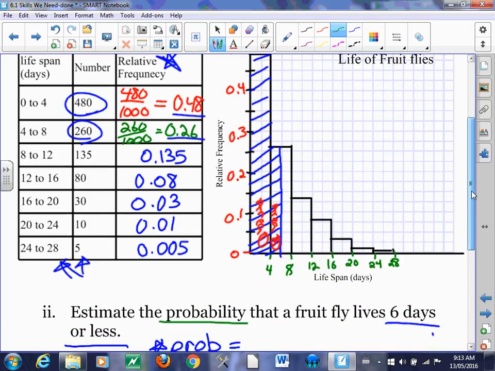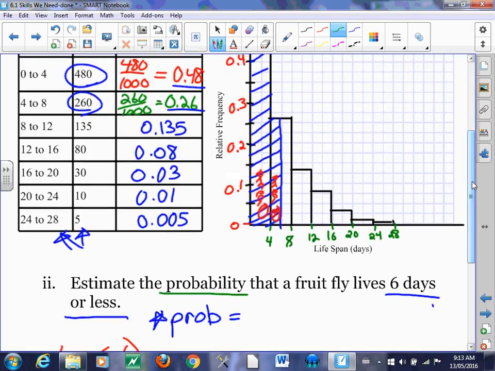Awesome. Now it says to estimate the probability that a fruit fly lives 6 days or less. That's when I take a look at the graph. If I have 6 days or less, notice 6 days is halfway between 4 and 8, and that's why I've got that colored in the blue diagram. What we're going to learn in this unit, I think I mentioned already, is that probability, when we take a look at normal distribution, is going to be the area under the graph.